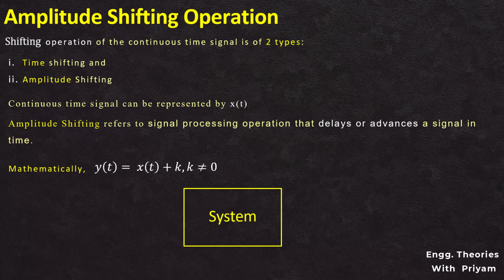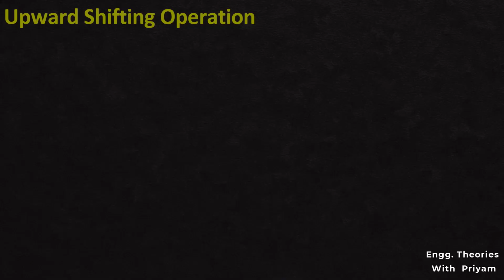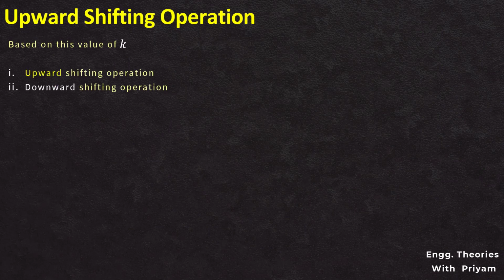Now input to the system is the continuous time signal x(t), and output of the system will be y(t), which is the amplitude shifted version of the continuous time signal x(t), or y(t) can be written as x(t) plus k, where k cannot be equal to 0. Based on this value of k, amplitude shifting operations can be of two types, upward shifting operation and downward shifting operation.